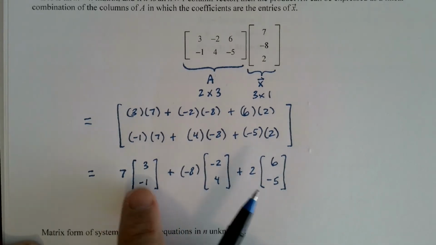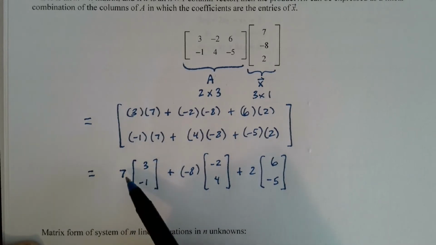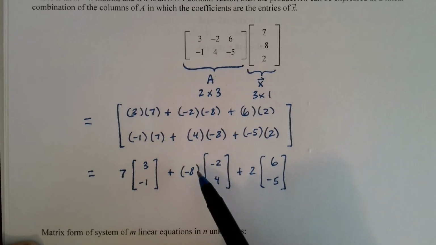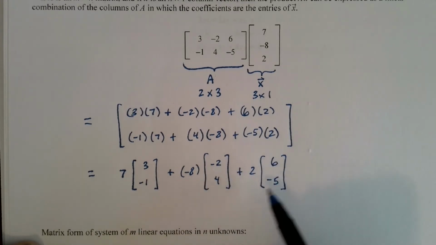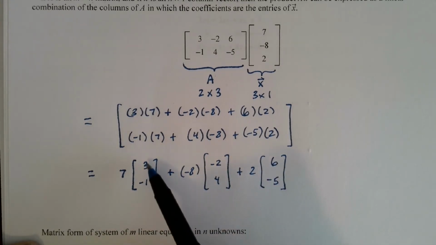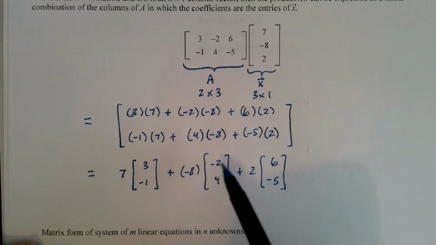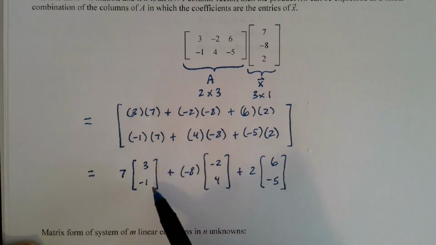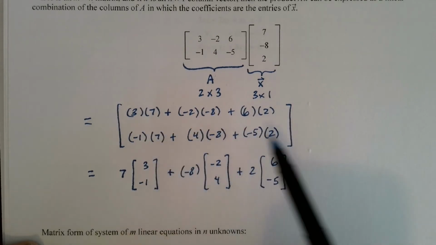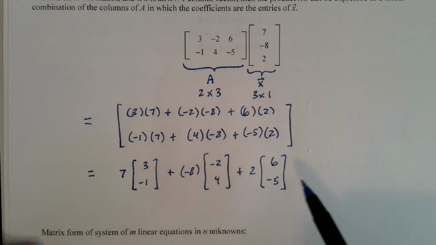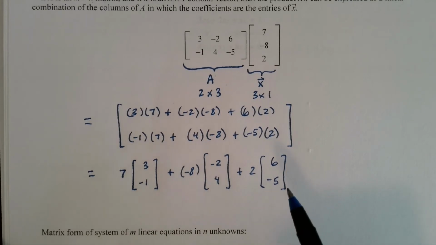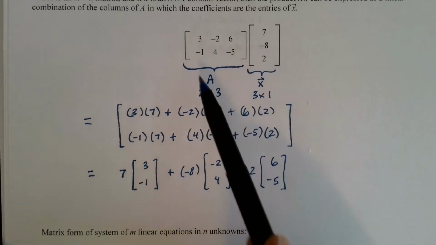So 7 times this one, how would I do that? Just scalar multiply: 7 times 3, 7 times -1, -8 times -2, 2 times 6, 2 times -5, and then we would add the corresponding top component and corresponding bottom row component, and we get a result. That's exactly what we're doing here. So both of these are going to result in a 2x1 vector, 2x1 matrix, which is the result here.